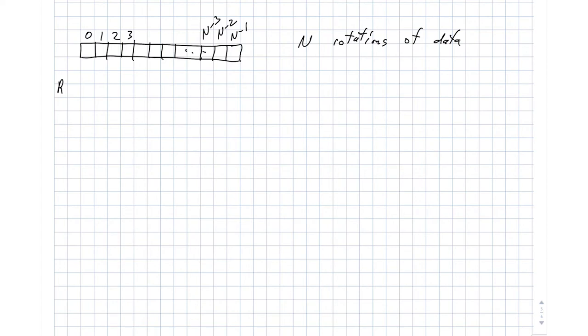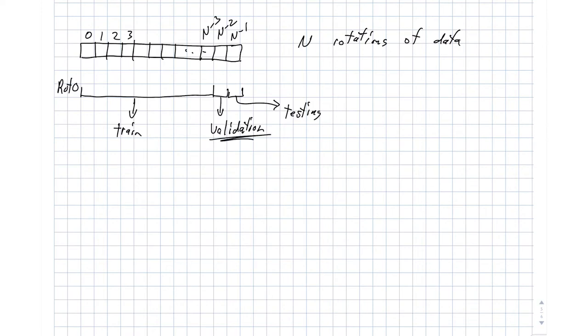So rotation 0, we're going to use data from the folds 0 through n minus 2. We're going to use that for training. N minus 2, we're going to use this for validation. And n minus 1, we're going to use for testing. So the result of just this one rotation is that we get a model, and then we get to know how we do on our validation set, and we can compute how well we do on the test set.